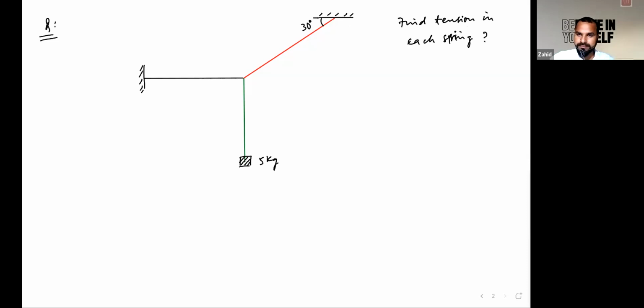I'm defining how to solve it. We have two ways to solve this particular problem. First, by breaking the components of each force along the respective x-axis and y-axis. Let's say we have one along the y-axis and the other along the x-axis as different components.